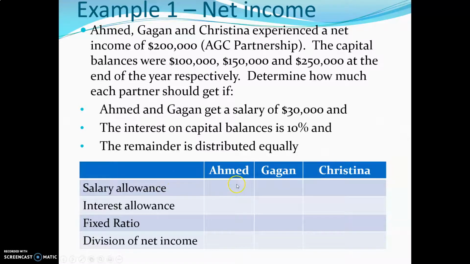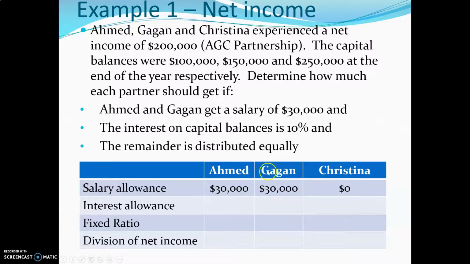Now that you've had a chance to pause and try and complete this problem on your own, let's take a look at what happens. So let's start with the salary allowance. We know that $30,000 is going to go to Ahmad and Gagan. So let's add that. There's going to be $30,000 here and here, and 0 for Christina. So how much did we end up taking away? Well, we got $200,000 minus 60, but that doesn't really have any impact on how much goes here.